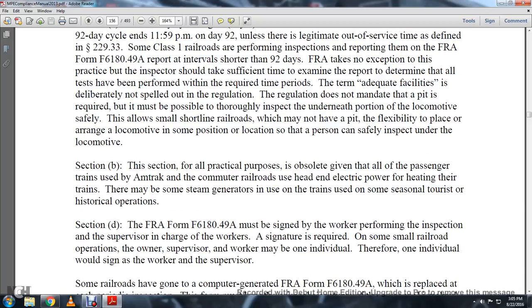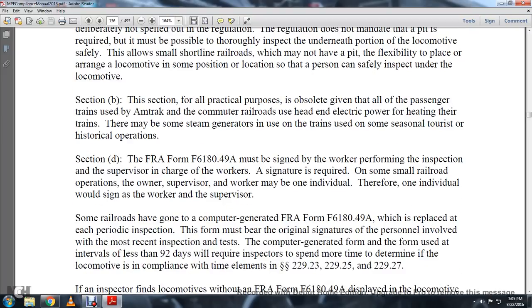Section B. For all practical purposes this section is obsolete, given that all passenger trains used by Amtrak and commuter railroads use head-end electric power for heating their trains. There may be some steam generators in use on trains in some seasonal, tourist, or historical operations.